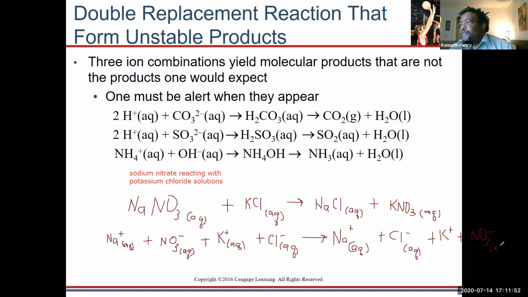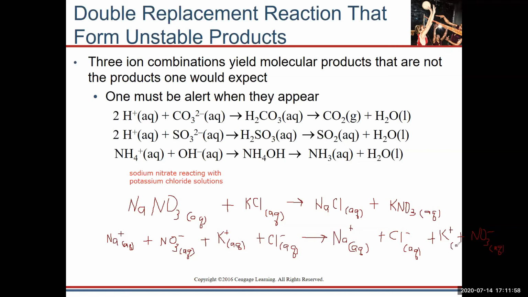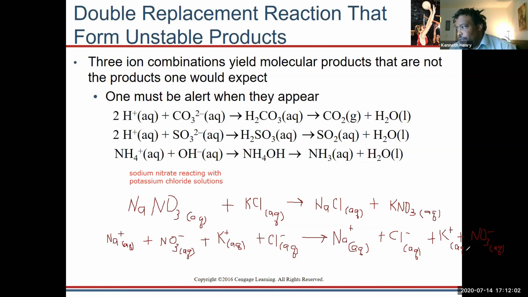So that's why it's important that you put your states on there, and you make sure that you have the right states. Okay? Piece of cake?